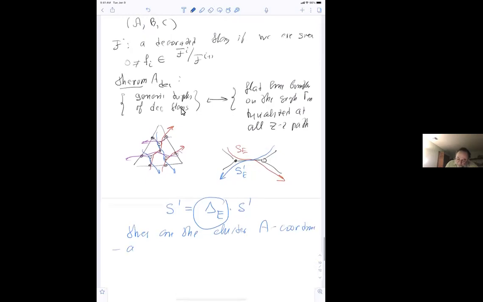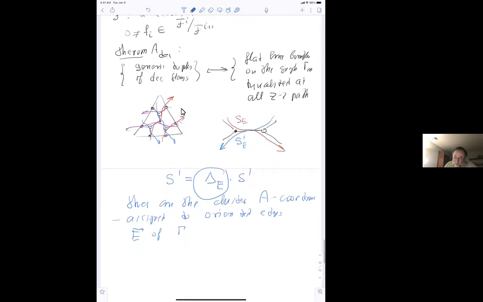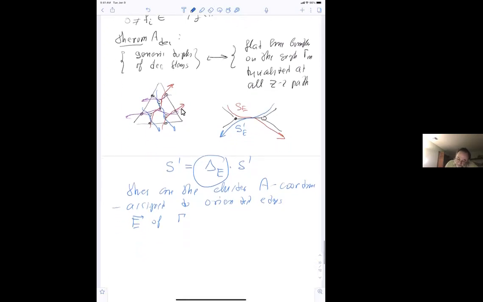And so they are assigned to oriented edges E of your graph gamma. You can do this on any bipartite graph. And they satisfy two kinds of relations. First of all, obviously, if you reverse the orientation, then these numbers are opposite to each other.